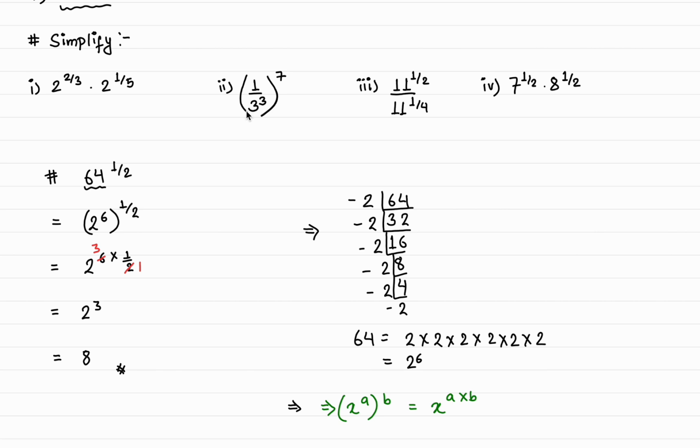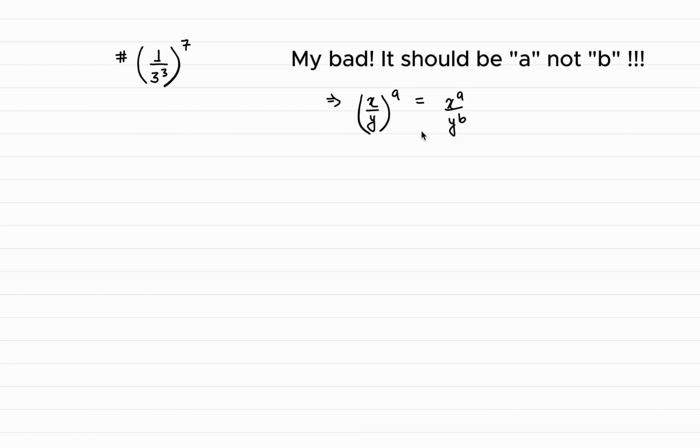Our second question was 1 over 3 to the power 3, whole bracket to the power 7. Again, this is a little bit different from our first question, and here you need to know another law of exponents. That law is not that difficult, but you do need to know it. If you have x over y, or x by y, to the power a, then this is equal to x to the power a by y to the power a. So the power goes to both the numerator and the denominator.